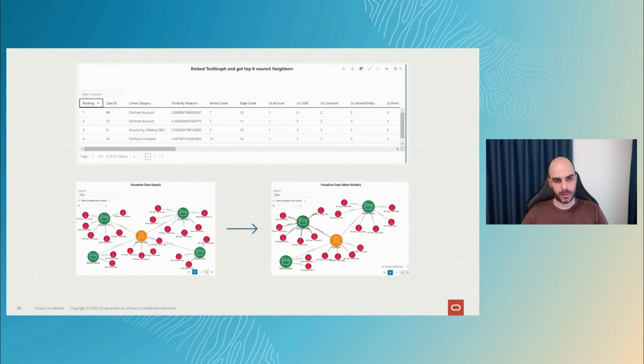And then on the bottom, we can see on the left our input graph, which is the current graph under investigation. On the right-hand side, we can see the most similar graph that we were able to find among the past case graphs. You can immediately tell that the graph structure here is very similar. Obviously, those are different entities and different relations between them, but in essence, we were able to capture this similarity well.